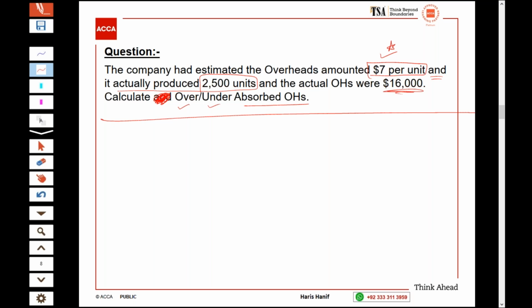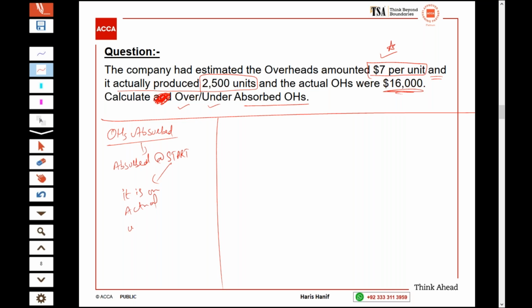Now, what do you mean by the term overheads absorbed? Overhead absorbed, that means absorbed at the start of the period. Absorbed at start. It is on actual units.